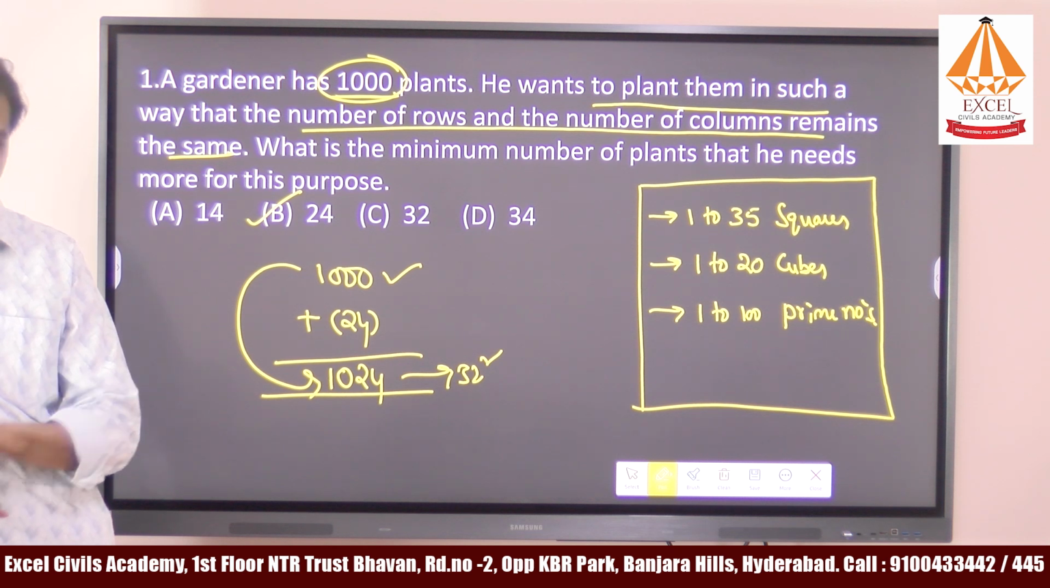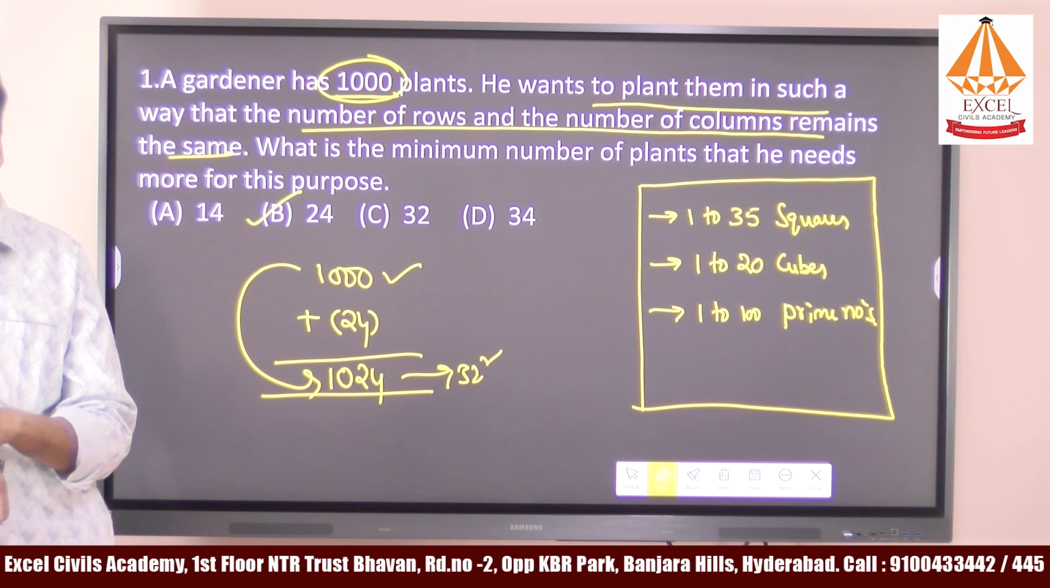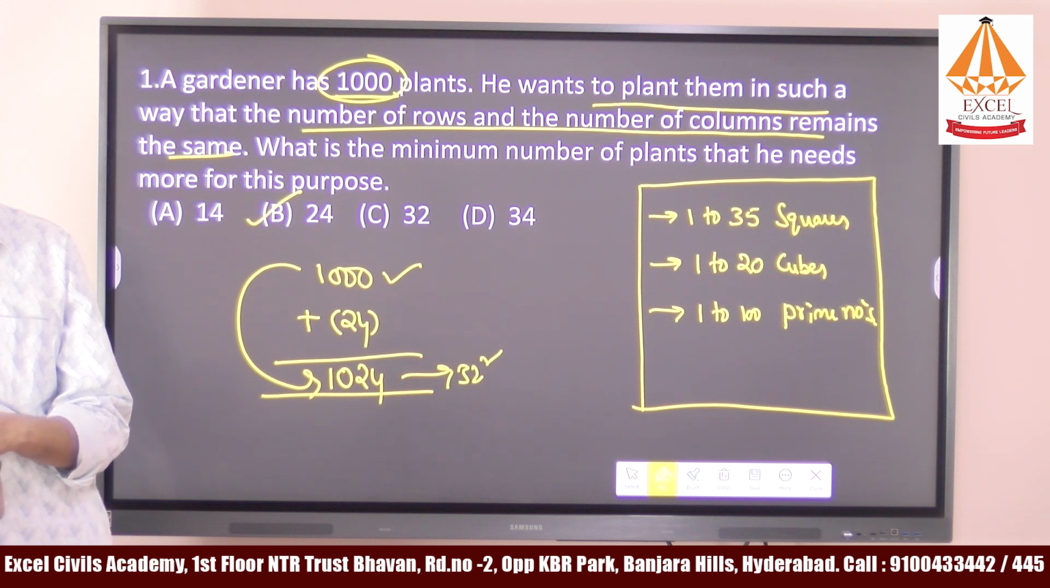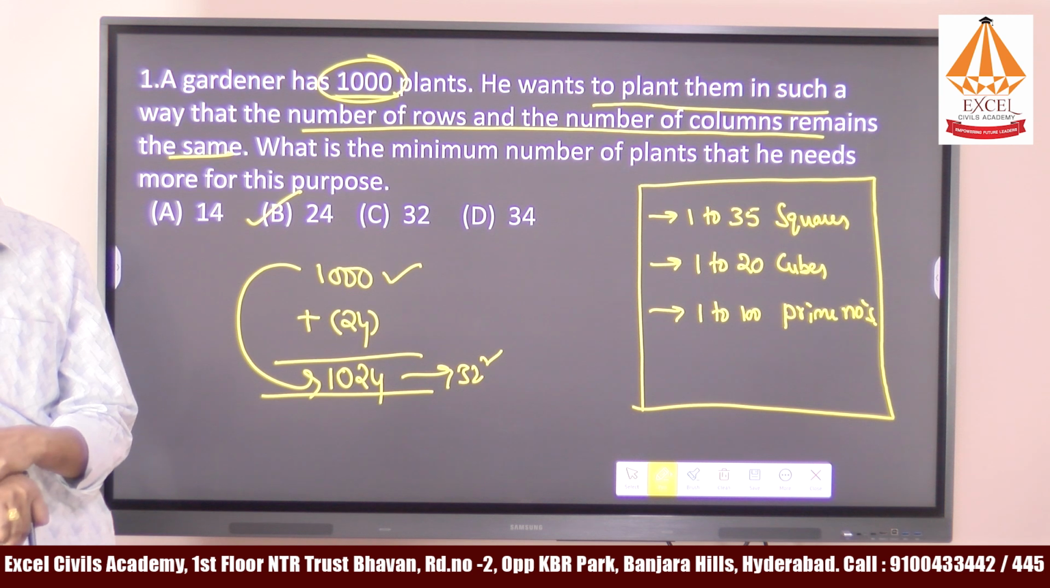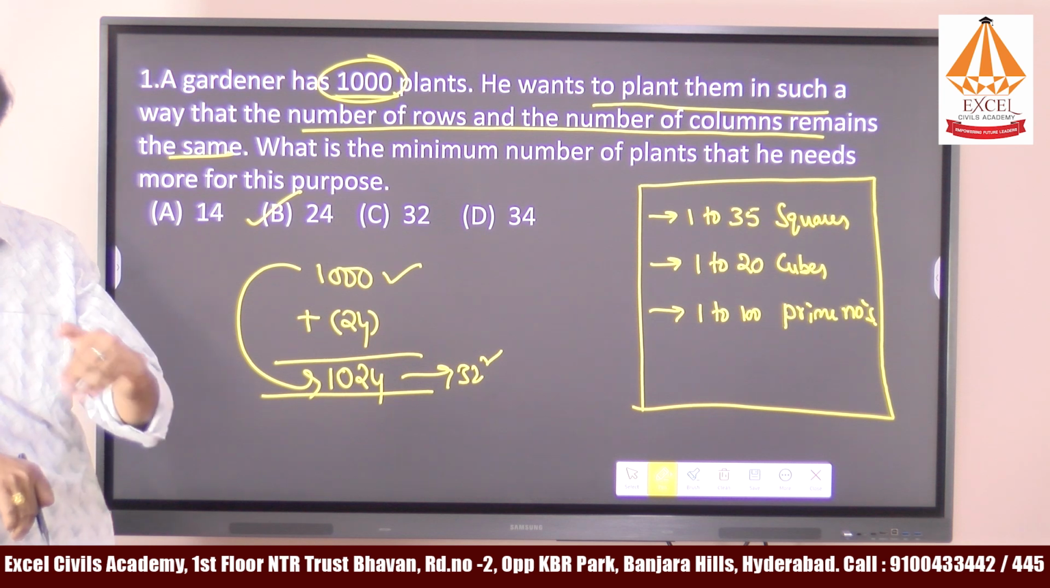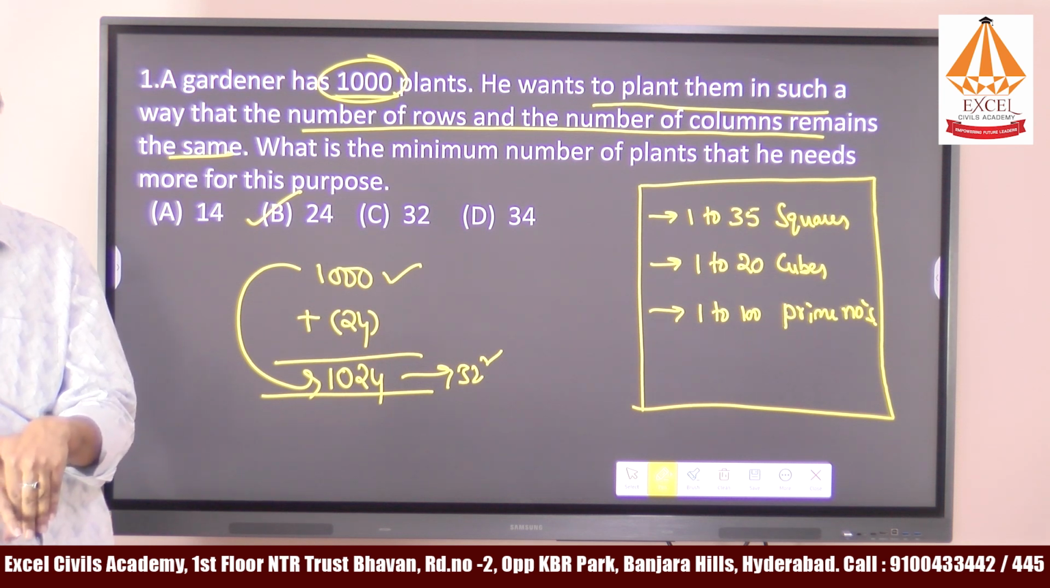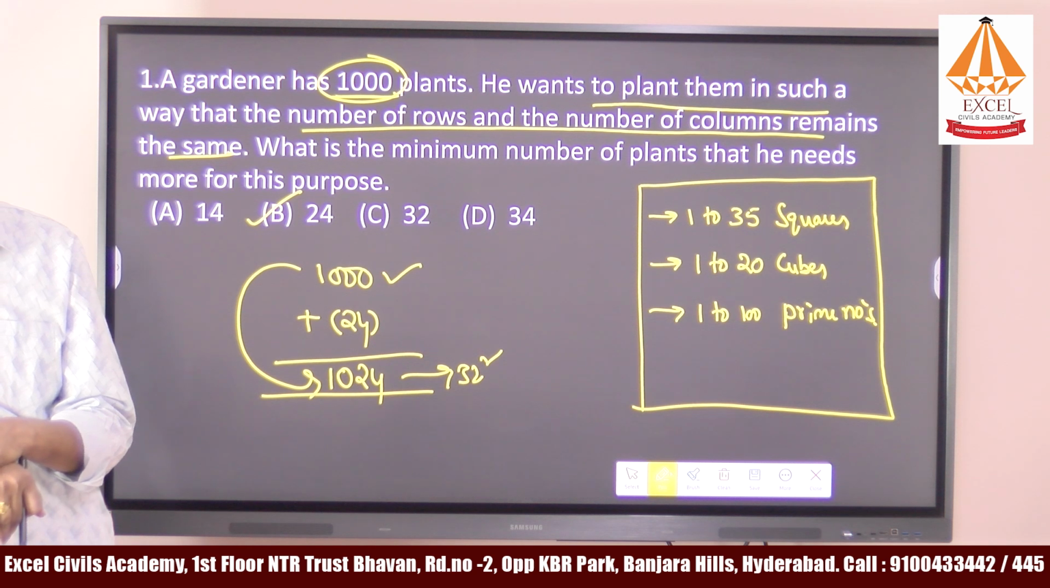In aptitude, suppose you are doing a certain problem where you need to find 23 square. What is the value of 23 square? If you know it, please tell me. Anyone? 529 is the value of 23 square. At least in aptitude, if you require the value of 23 square, you can multiply 23 into 23, right?